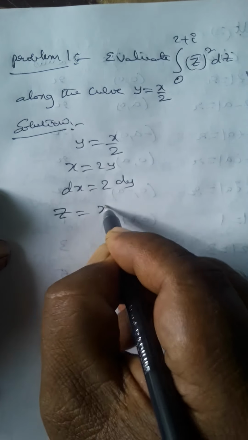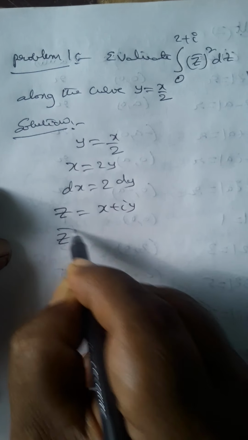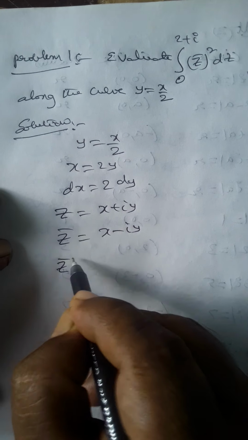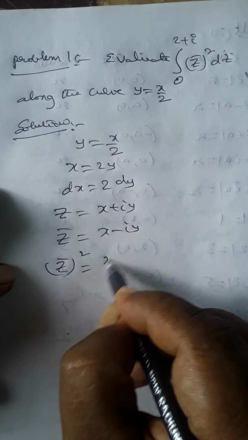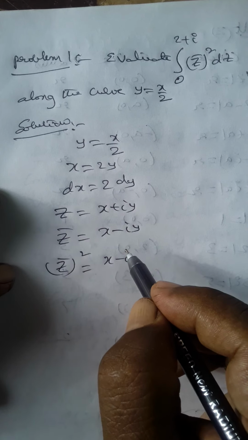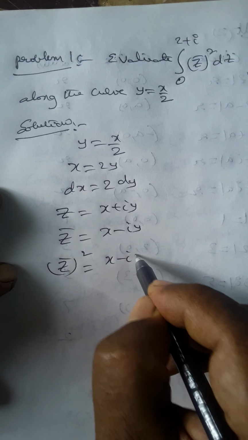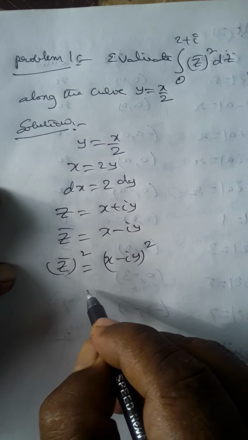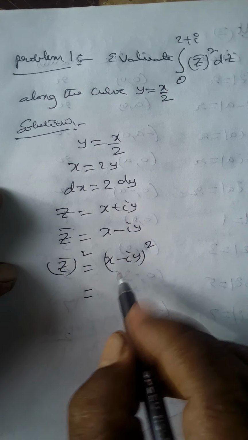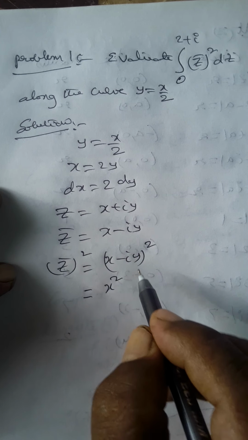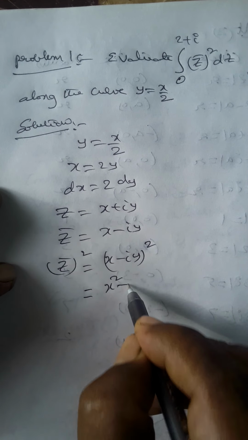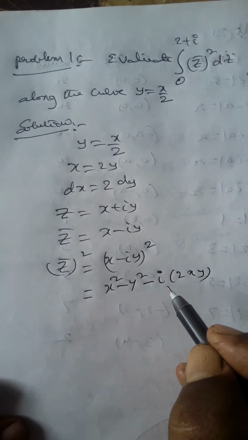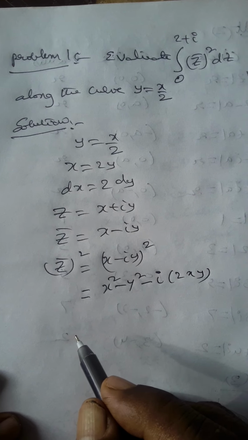z is equal to x plus iy, z bar is equal to x minus iy. z bar whole square is x minus iy whole square, which is x square plus i square y square minus i into 2xy, using the a minus b whole square formula.